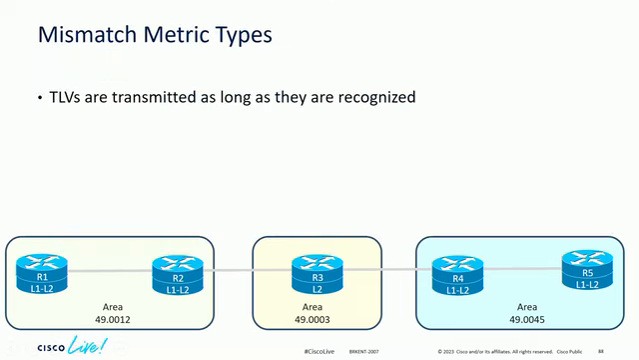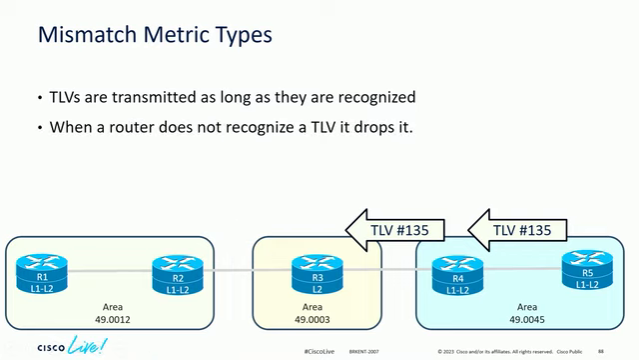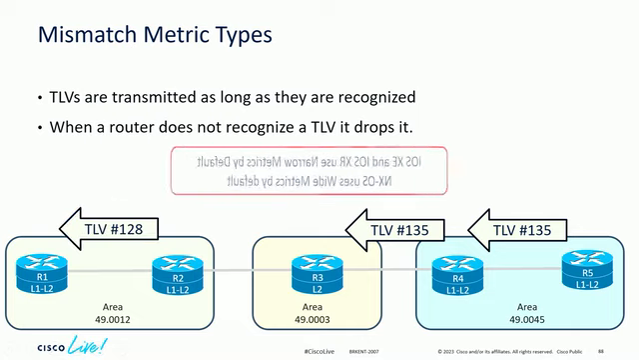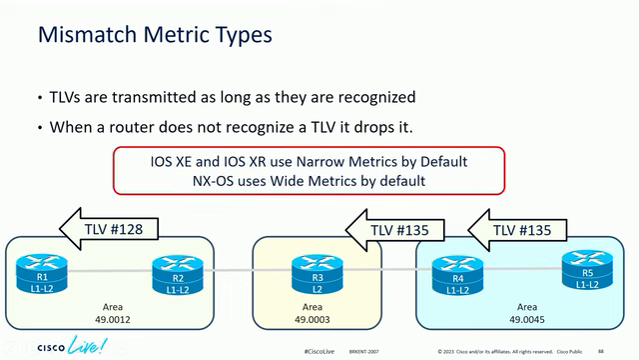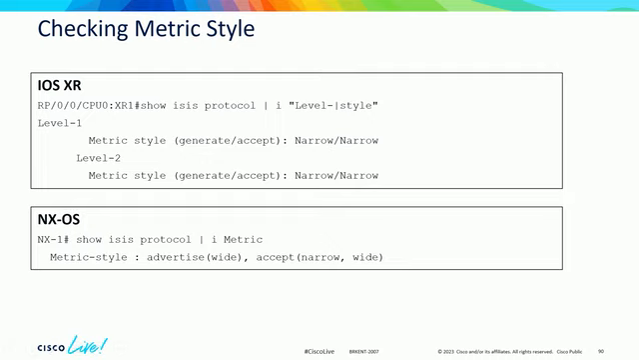So what we would do in this case is, it talks about the TLVs being transmitted as long as they're recognized. So TLV 135, which is wide, when it hits a router that doesn't recognize it, gets dropped. It's not going to process. So this is where TLV 128 carries forward. You can see narrow metrics by default on XE and XR, whereas NXOS uses wide metrics by default. You could see this with the show isis protocol command. For IOS XE, the wide metrics are set to none for both your L1 and L2. XR, you see the same thing, narrow and narrow, whereas NXOS is going to advertise wide, but accept narrow and wide. So just a little bit of a different behavior.